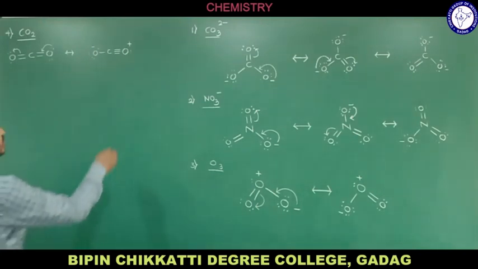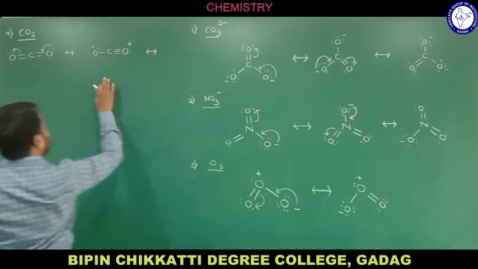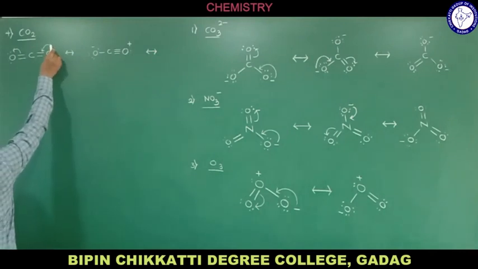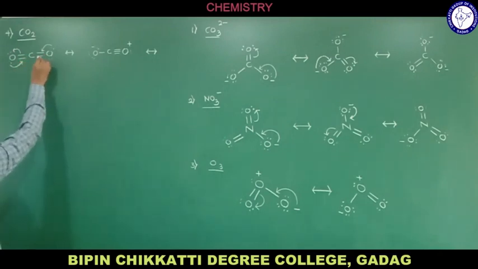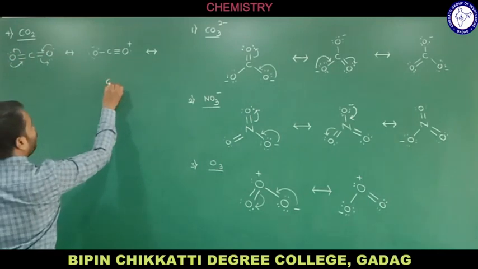So one more canonical structure of carbon dioxide we can write over here, and I am going to write that here. Observe here, there will be a shift of these lone pair of electrons over here and the pi electrons over here. So let us assume there will be a shift of electrons in this fashion, and the pi electrons will shift over here. So in that fashion, what are we going to get?